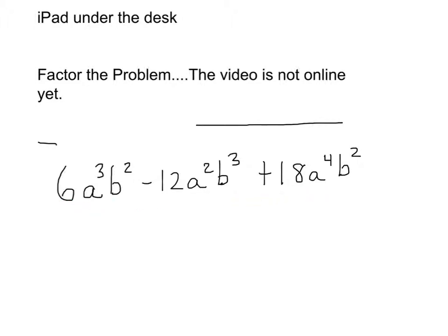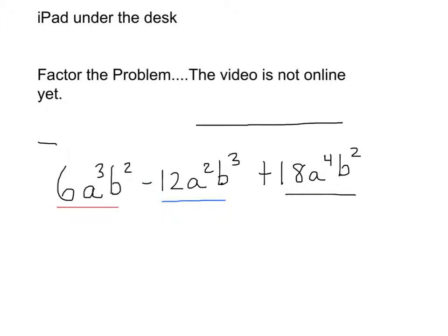Okay, now here's what I'm going to do. That underlined in red is the first term. The second term I've underlined in blue, and the third term I've underlined in black. Now what we're looking for is the biggest number that goes into three terms. Currently I have three terms, 1, 2, 3, so this is a trinomial. I'm looking for the biggest number that goes into each.